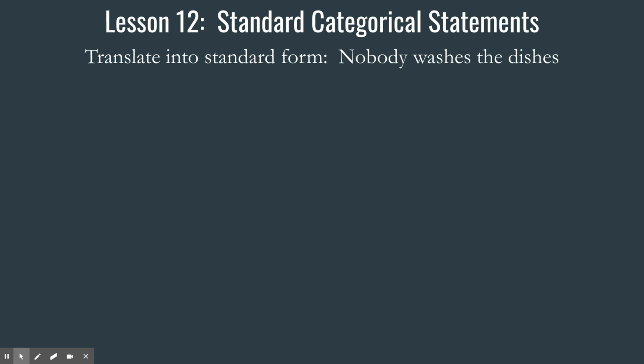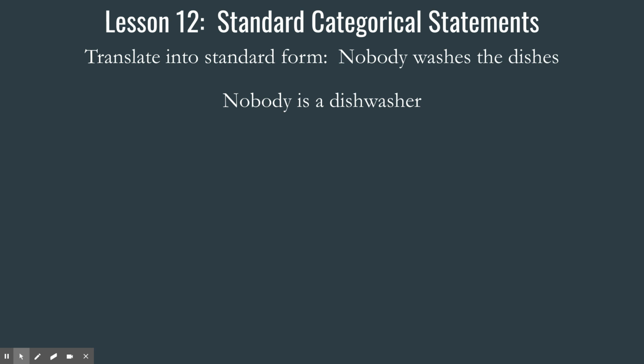So let's translate this into standard form. Nobody washes the dishes. What's my subject? You can just say it. Nobody. Okay. What's the proper form of the verb to be? Is. Okay. Washes the dishes as a predicate nominative: dishwasher. So standard form is: nobody is a dishwasher. You already know how to do that.